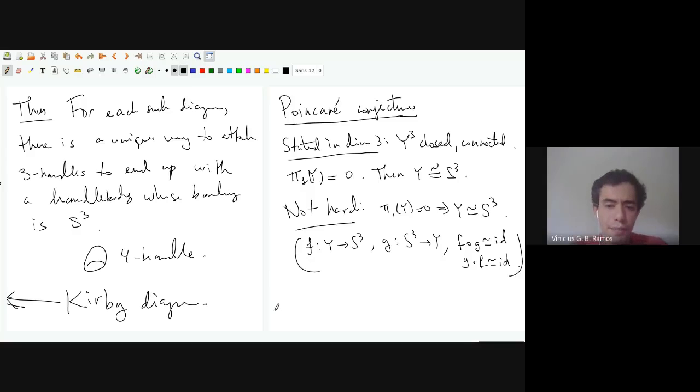And then, of course, the hard part is to show that if this is homotopy equivalent to S3, then it's diffeomorphic or homeomorphic to S3. And it was shown later that homeomorphic to S3 is equivalent to diffeomorphic to S3. So the really hard part is this part.